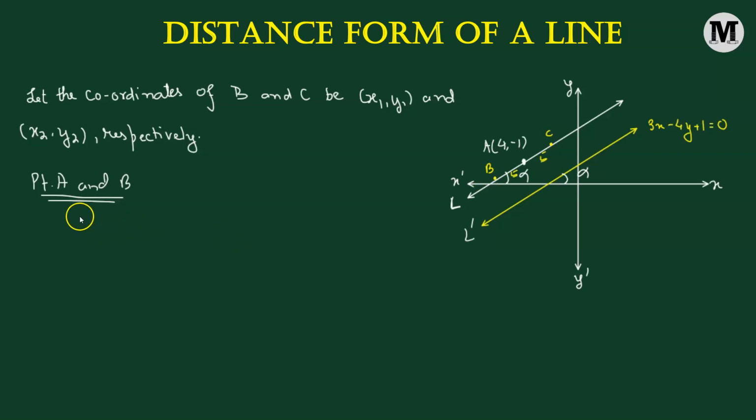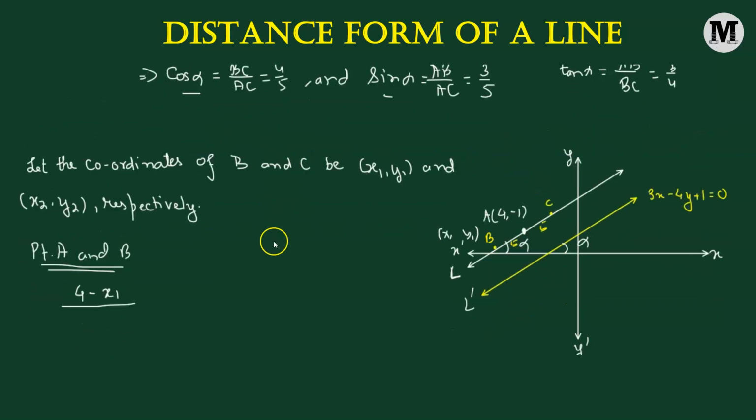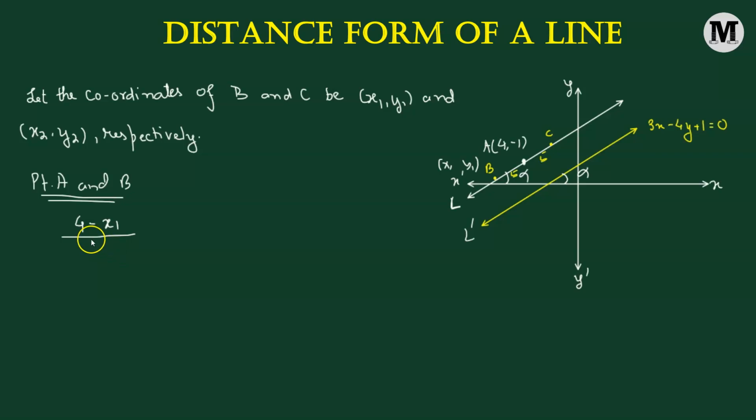So here we consider 4 minus x1, because the coordinates of B are x1, y1. So we need the difference of the x coordinate. So we do 4 minus x1 divided by cosine of the angle alpha, which is 4 over 5. This is going to be equal to, next, the difference of the y coordinate. So we do -1 minus y1 divided by 3 over 5, that's the value of sine alpha, and this is going to be equal to the distance between the points A and B, which is already given in the problem as 5.